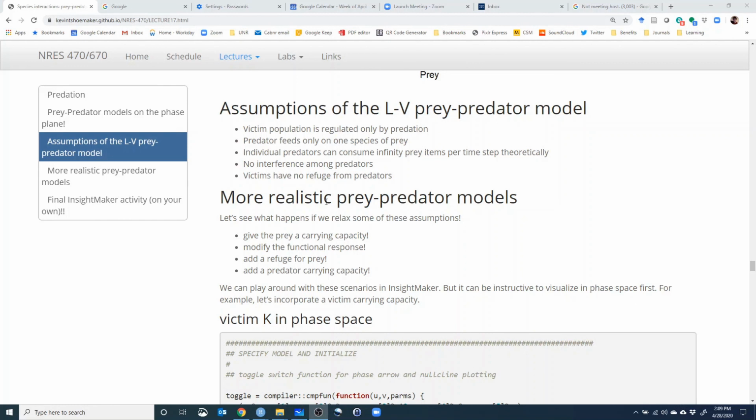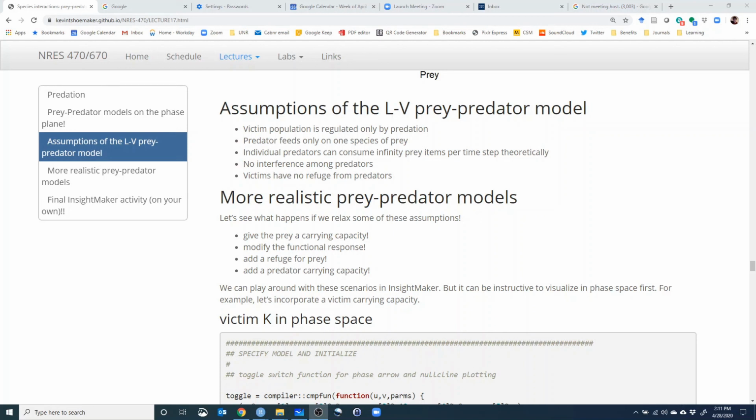And then finally, we assume that the victims have no refuge from predators. That is, in real ecological systems, some prey can actually find places in the landscape that are totally hidden from predators. That is, the predators cannot see them, or they're safe for another reason, just because the predators may be larger body size and just can't reach them in those refugia. So the Lotka-Volterra model assumes that victims have no refugia from predators.